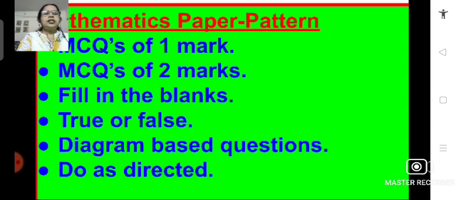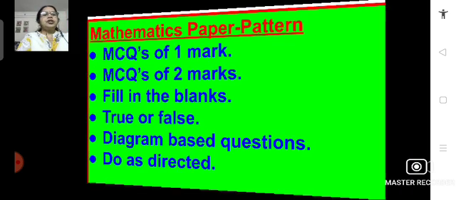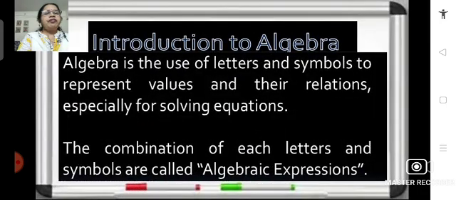And here is your mathematics paper pattern. There will be multiple choice questions of 1 mark and 2 marks. There will be fill in the blanks, true or false, diagram based questions and do as directed. So let's start the revision of algebra.